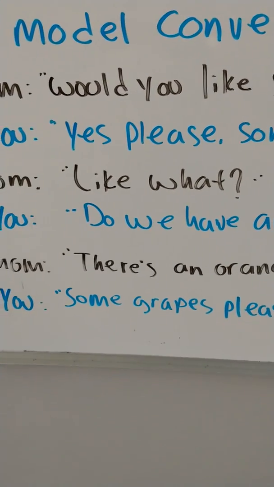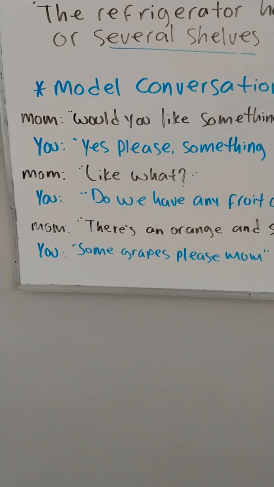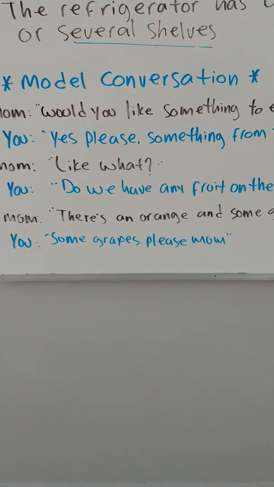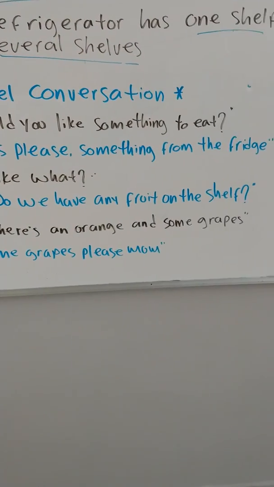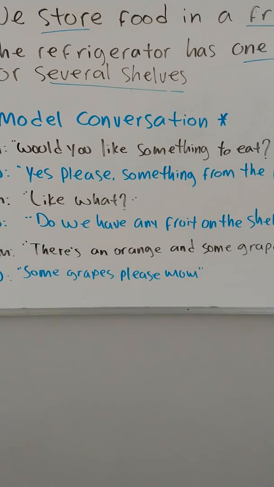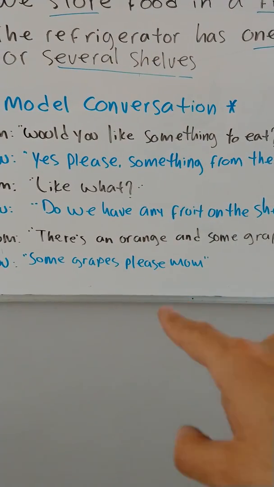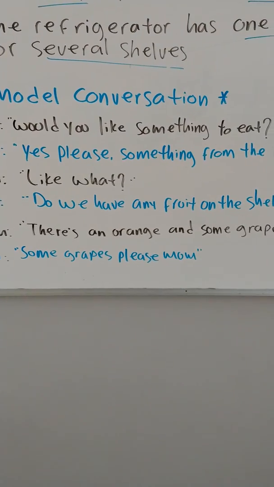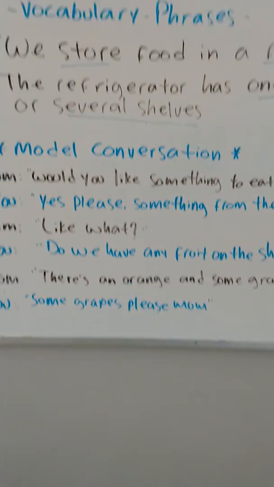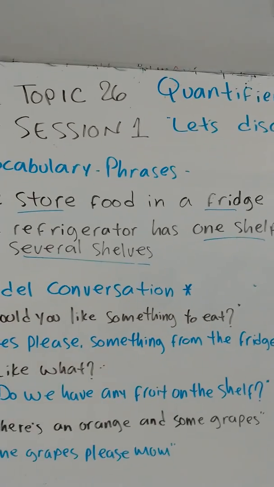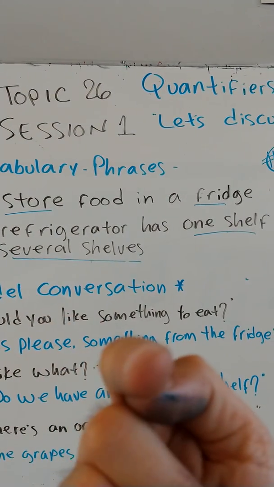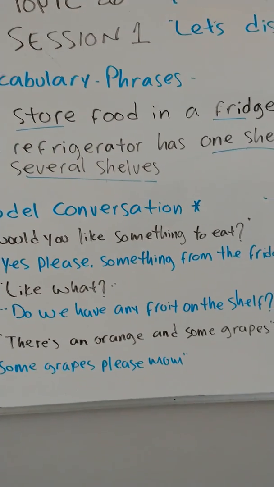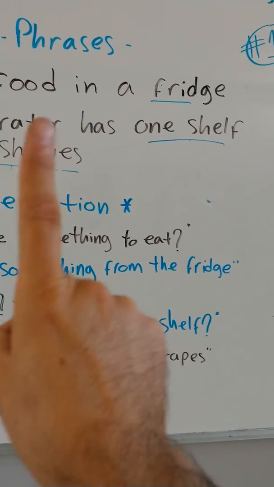So we are taking this model conversation and you're going to do your own model conversation. You and your mom, or you and your dad, or you and your sister or brother, whoever you want. So you're going to write a model conversation like this one in your notebook. When you finish writing it in your notebook, you're going to take a picture with your name on the top, the topic, and the session, and you're going to send it to me by Schoology message. That would be activity 1.